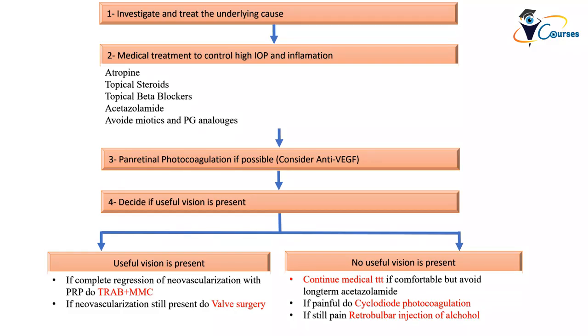If it's still painful, then those patients could have cyclodestructive procedures such as cyclodiode photocoagulation. And if there is still pain, retrobulbar injection of alcohol to kill the ciliary ganglion will be an efficient way to manage this pain.